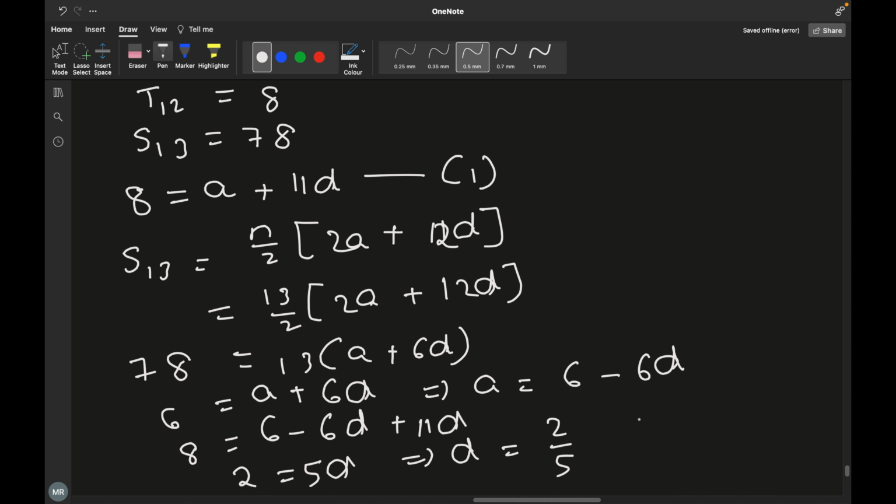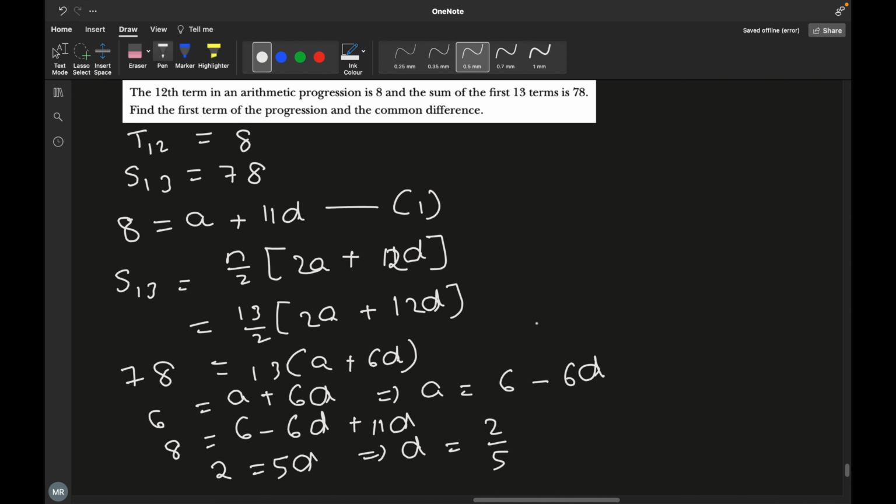So then if we rearrange it, we can get a is 8 minus 11d, so it's 8 minus 11 into 2 by 5. That gives us 3.6, sorry. So a is 3.6 and d is 2 by 5, which is also 0.4.